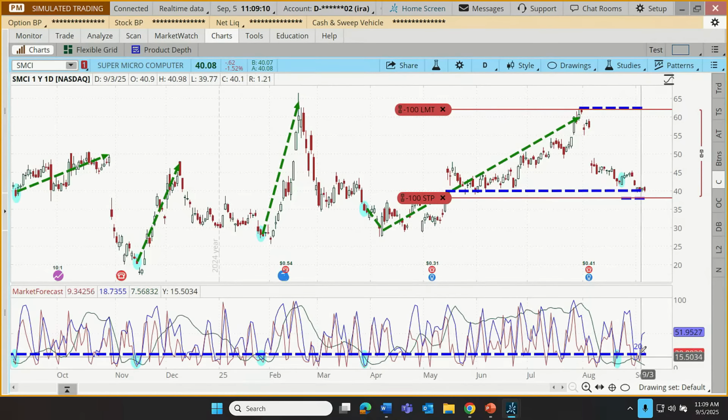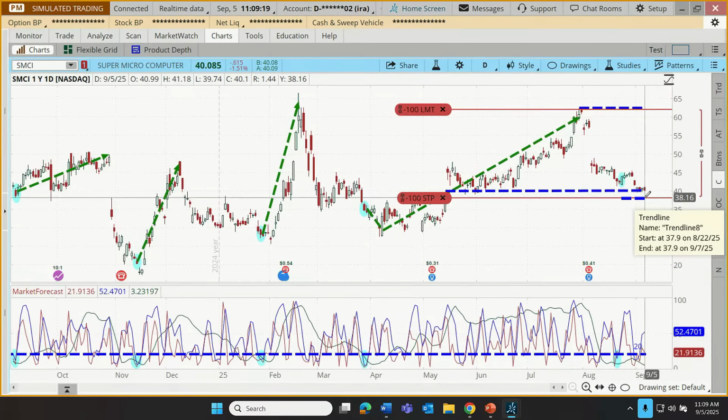So we'll see if this one works out a little bit better. Maybe this turns out to be the low. Time will tell. We do have a stop in place. Creeping a little bit close. It's kind of getting uncomfortable around here.